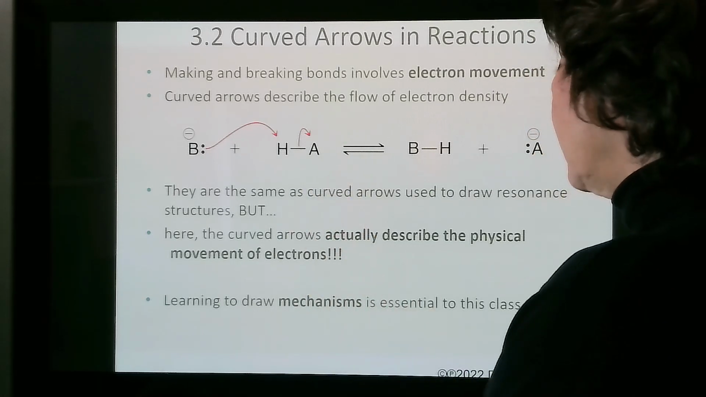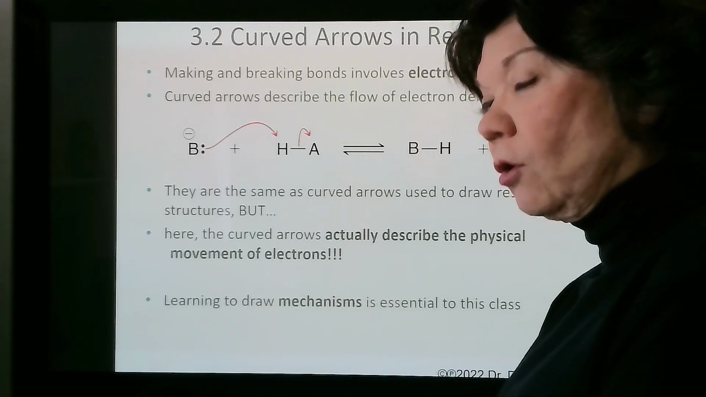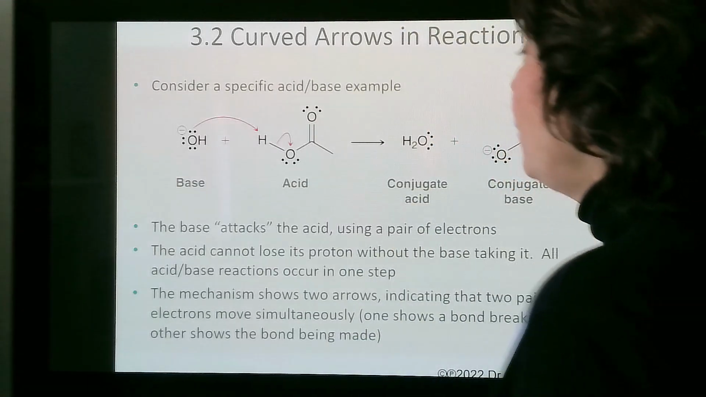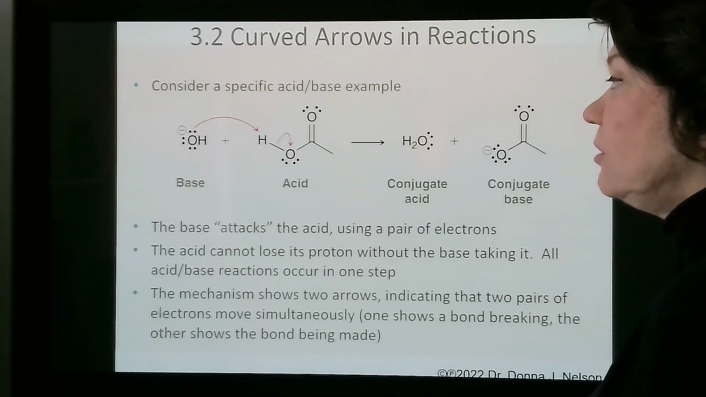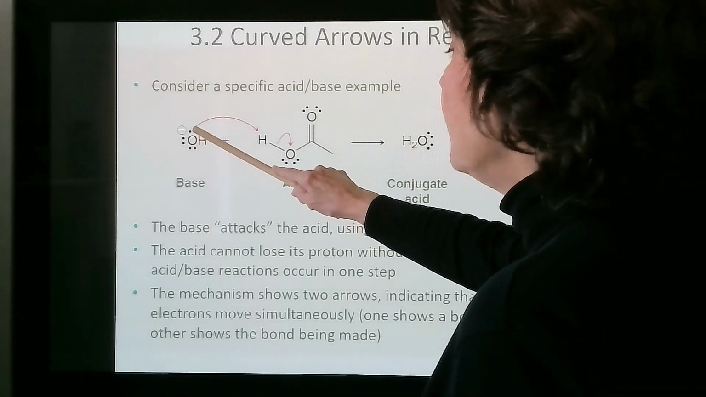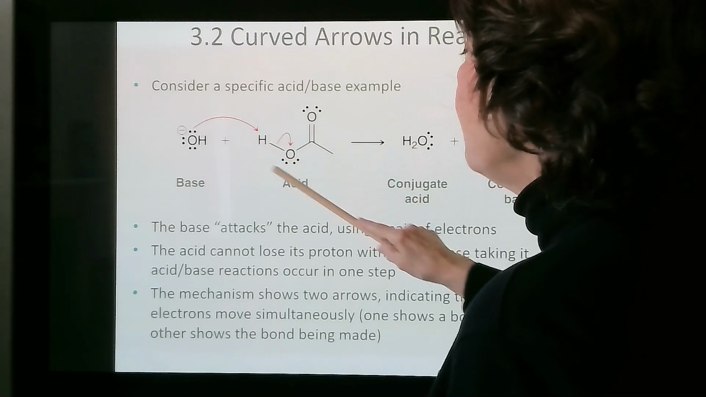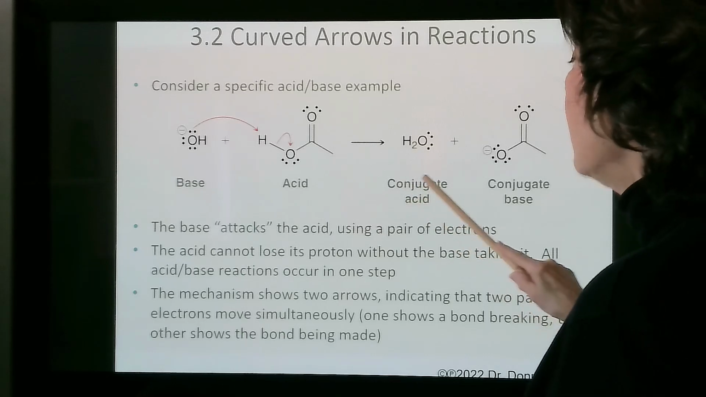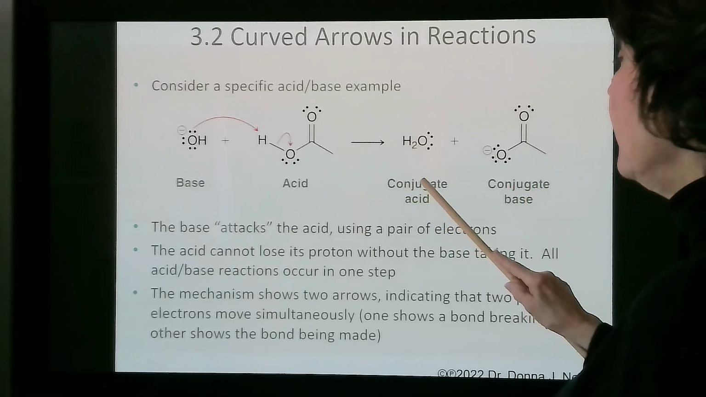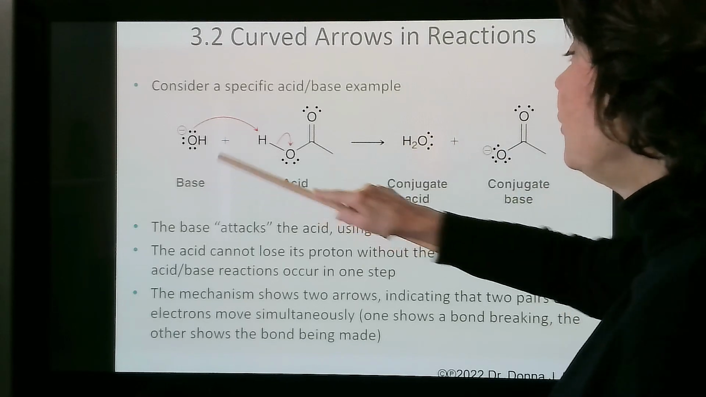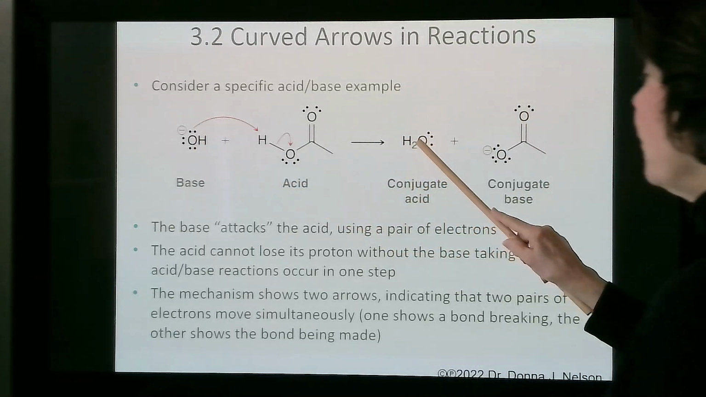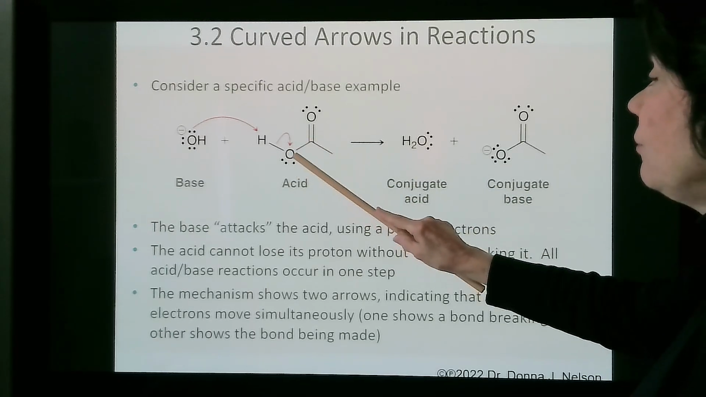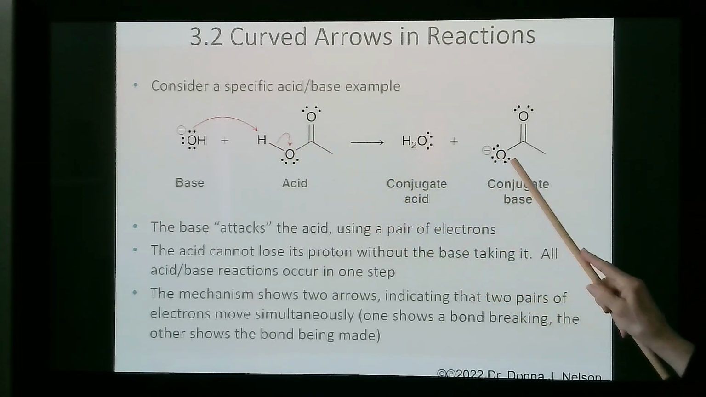Learning to draw mechanisms is essential to any class in organic chemistry. So here is a specific acid-base example. You can see the base, it's a pair of electrons, it's moving in to pick up a proton. The acid is the proton donor. The base is the proton acceptor. Here's the conjugate acid. Here's the conjugate base. The conjugate acid is the base after it accepted a proton. The conjugate base is the molecule, the acid, after it has donated a proton.